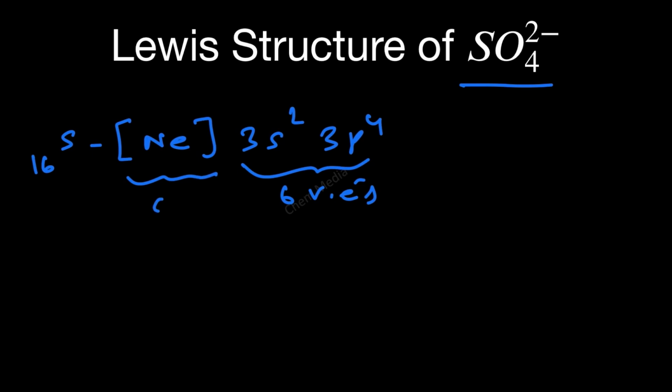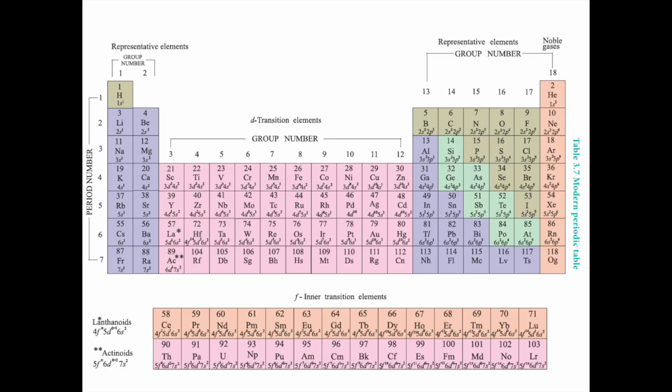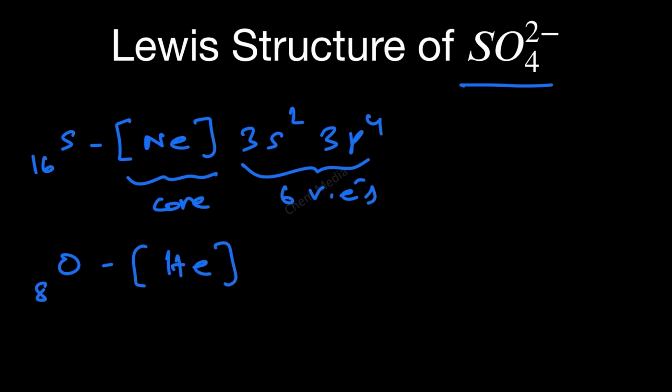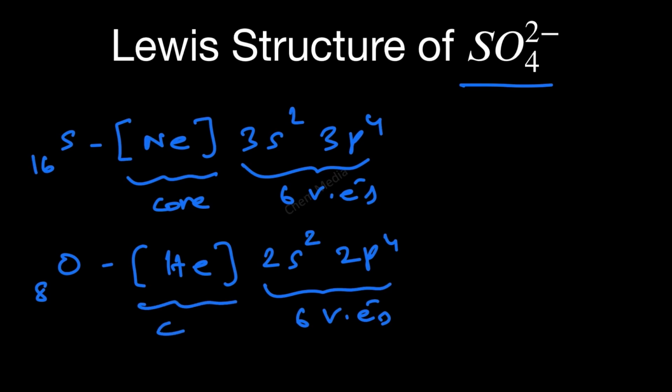Neon is the core. And then for oxygen, atomic number is 8, therefore the electronic configuration is helium, that is 1s2, and then 2s2, 2p4. Here too we have 6 valence electrons because both sulfur and oxygen belong to the same group, and helium is the core. We have 4 oxygen atoms, so therefore 6 times 4, that is 24.